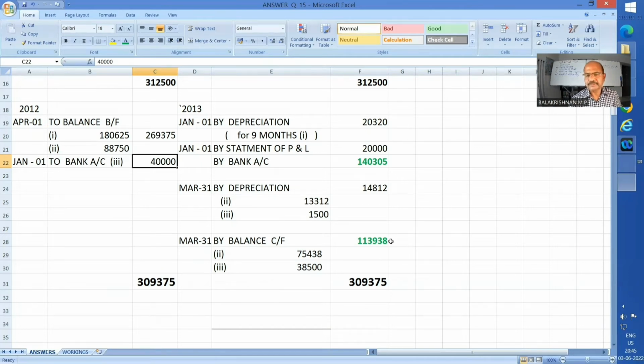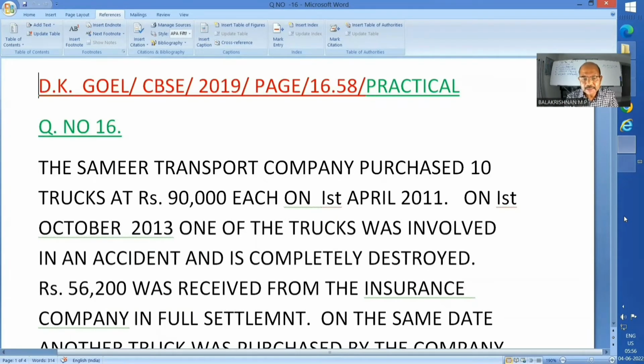Thank you. Well, students, the next question is question number 16, page 16.58. Well, it is as follows. Samir Transport Company purchased 10 trucks at rupees 90,000 each on 1st April 2011. So unit value is given and 10 units.